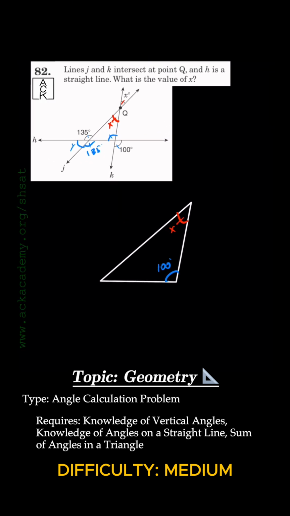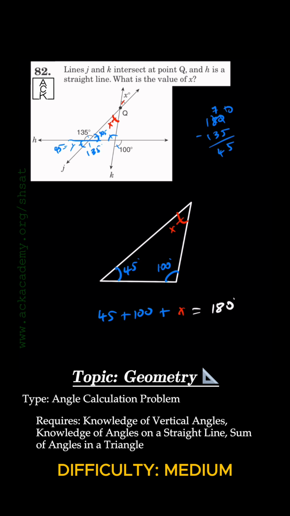135 plus y equals what? What is this? This will be 180 degrees total, right? So let's do 180 minus 135: 10, 5, 7 minus 3 is 4, so 45. So this is equal to 45. So if this is equal to 45, that means this is 45. So we know this angle. And we also now know that 45 plus 100 plus X is equal to 180 degrees.